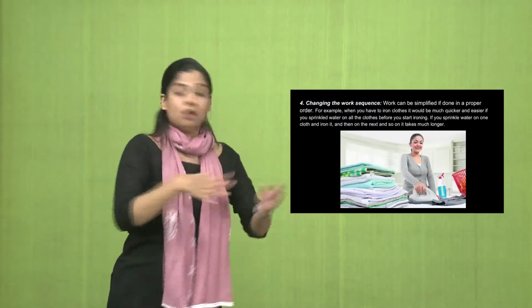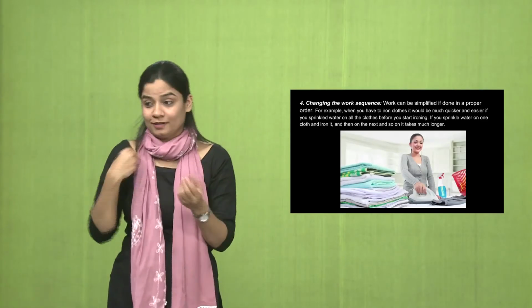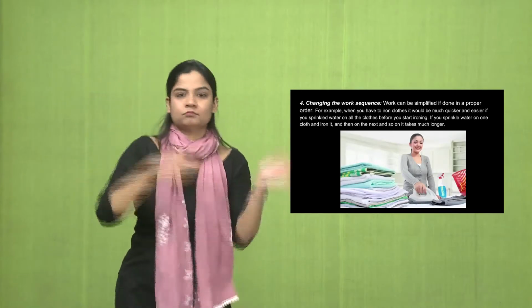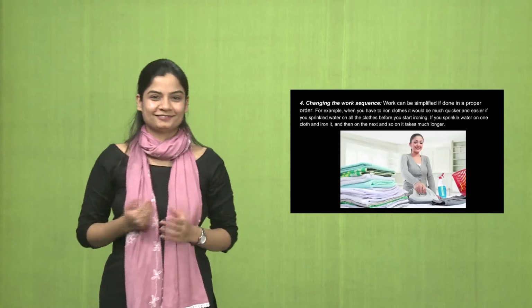When you have a lot of clothes and you have to iron them, will you sprinkle water on each cloth? It will take a lot of time. We can find a simplified solution. Sprinkle water on all the clothes at once and then immediately start ironing them. So it will save a lot of time. So change the work sequence.